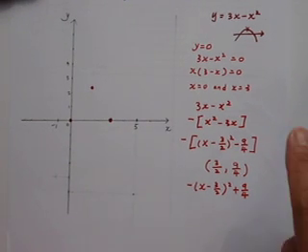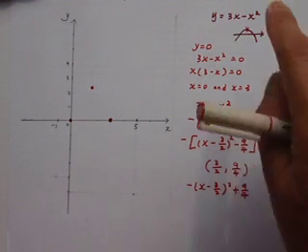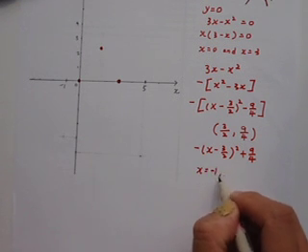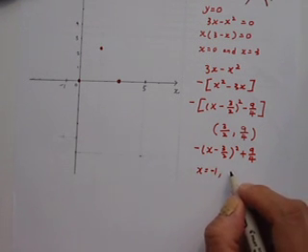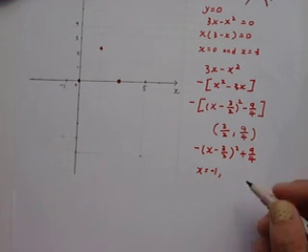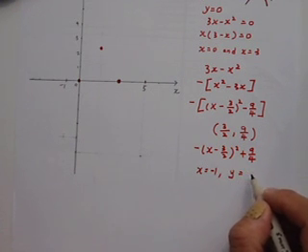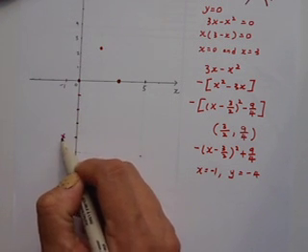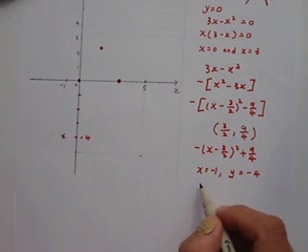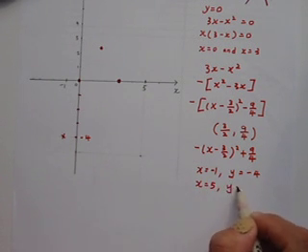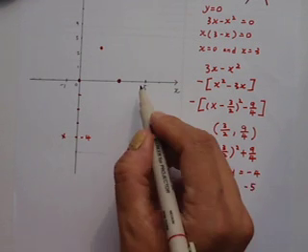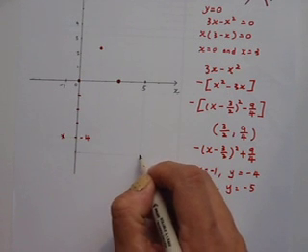Then how about the two endpoints? We put in x equals to -1. When x equals to -1, y equals to -4. Then when x equals to 5, y equals to -5. When x equals to 5, y equals to -5.